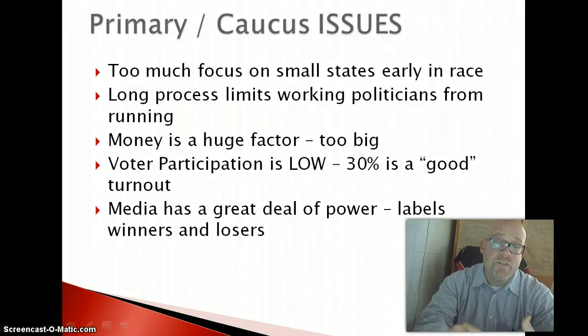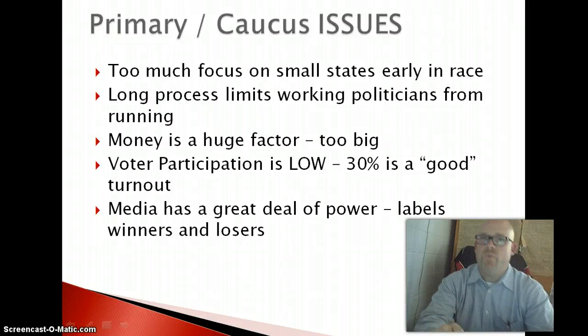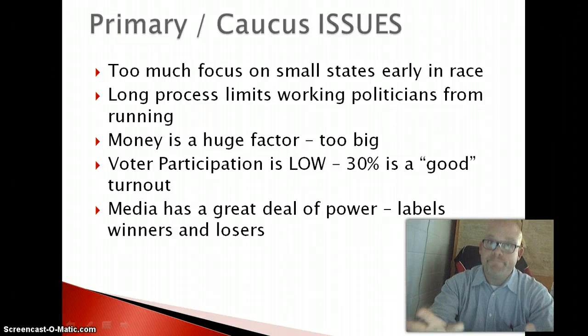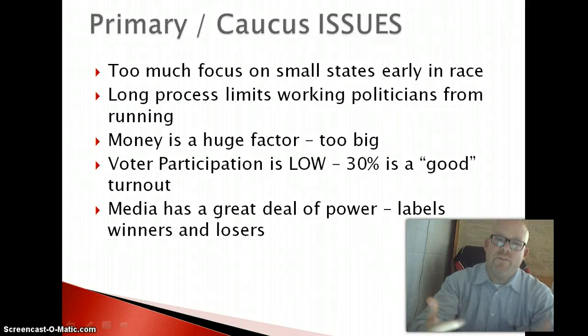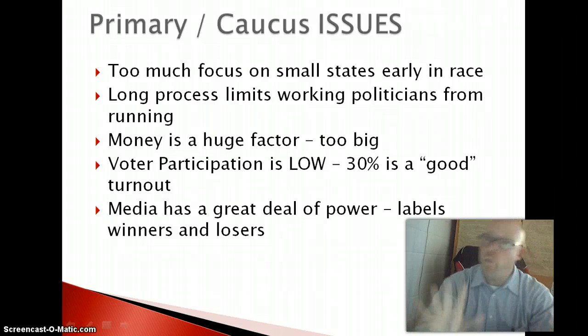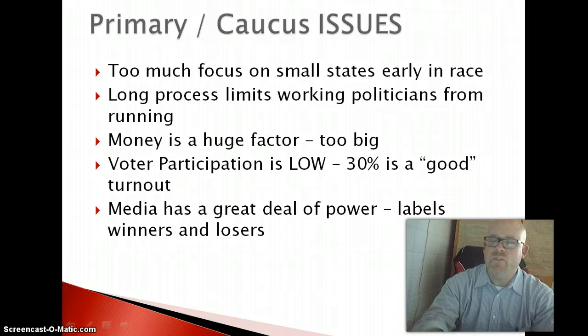Voter participation is very low. 30% turnout for a primary is a good turnout. And then, of course, the final one, whereas the media has a great deal of power, through horse race journalism, they can label winners and losers, and that has huge impact on the election moving forward.